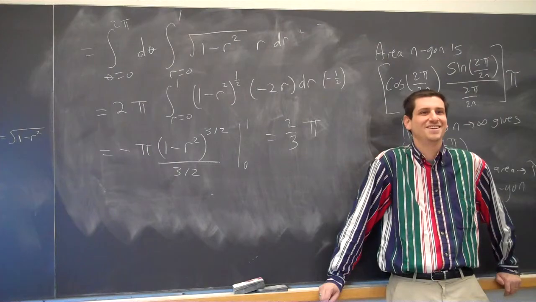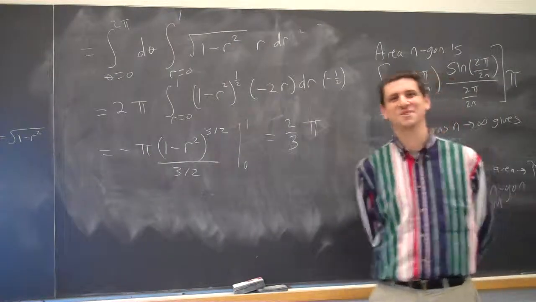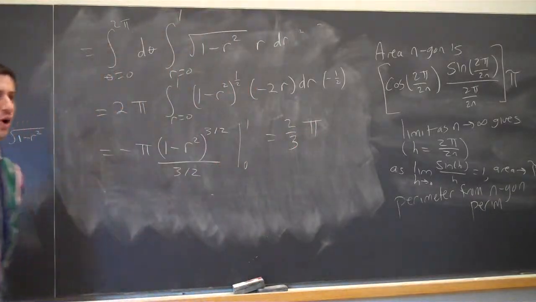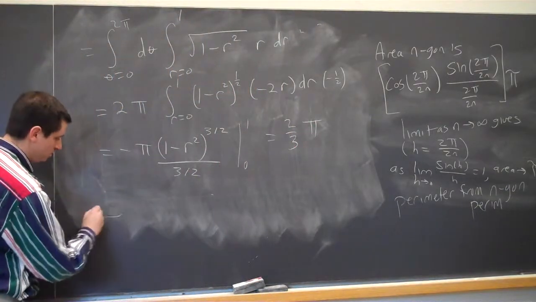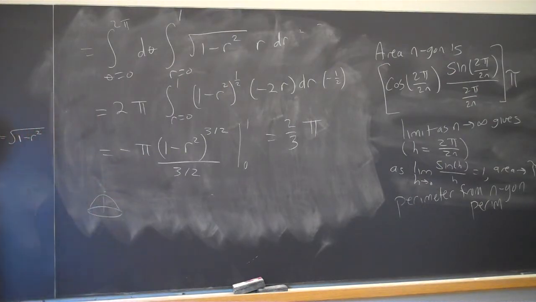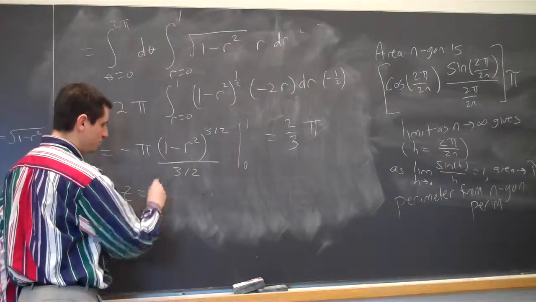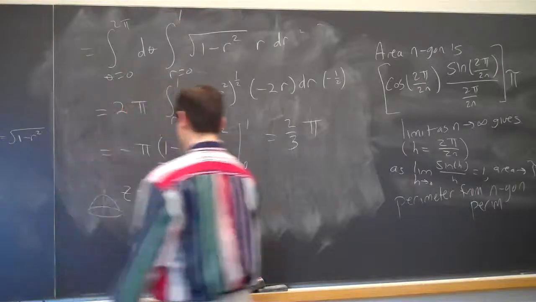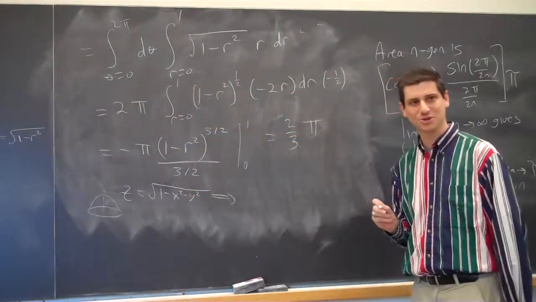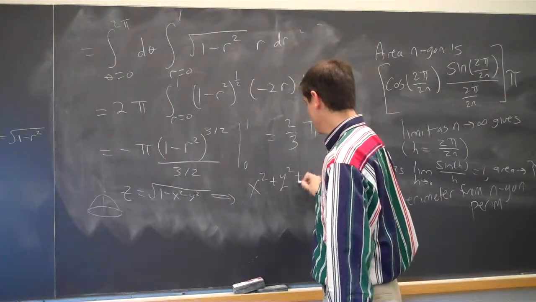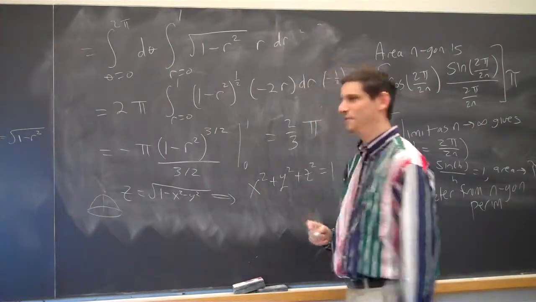Yes? Is that e? No. Not a bad guess. You will still be really excited at the end. What I've done is I take a circle and I'm going up to a height of the square root of 1 minus x squared minus y squared. So if I let z equal the square root of 1 minus x squared minus y squared, this becomes z squared is 1 minus x squared minus y squared, or x squared plus y squared plus z squared equals 1.